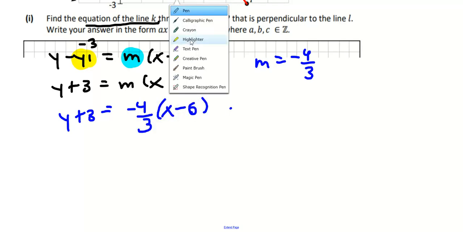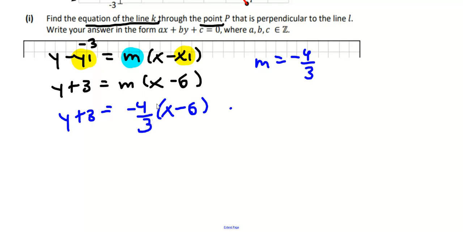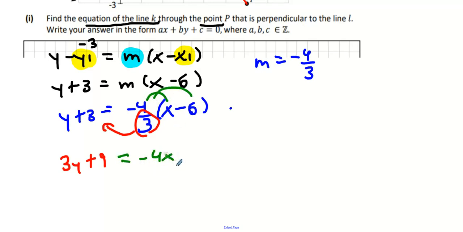Now, 2 ways of doing this. The 3 is division on the right. Anytime you do this equation of the line formula, this 3 is division on the right, which means when you bring it over, it becomes multiplication. 3 multiplied by y plus 3 is 3y plus 9. You're going to multiply in the minus 4 by the other part, and you get equals minus 4x plus 24.